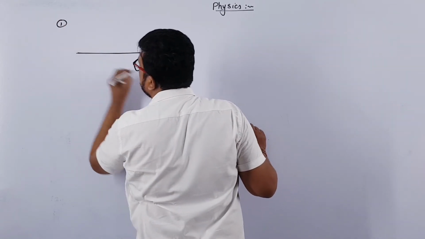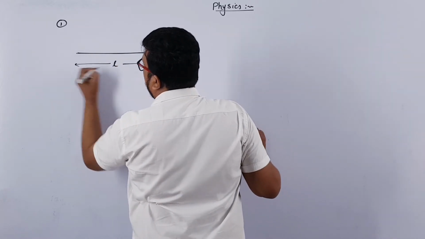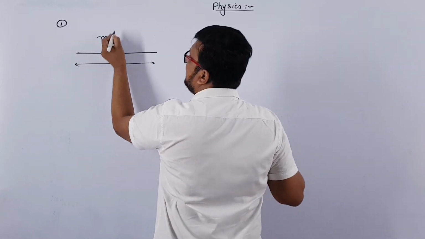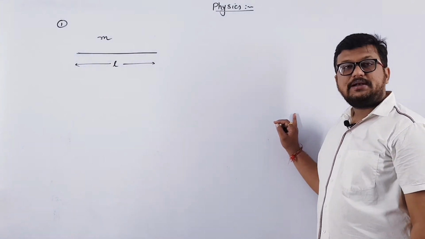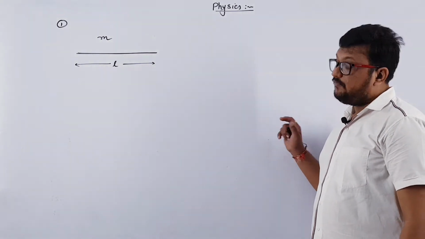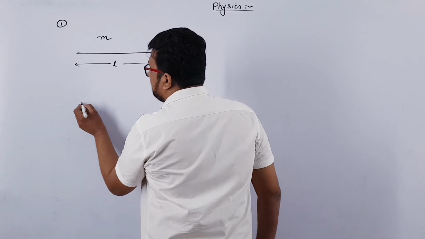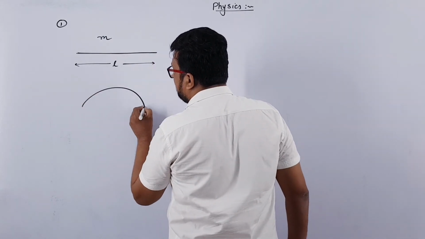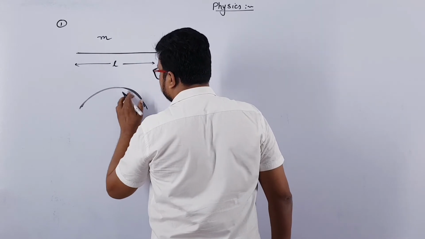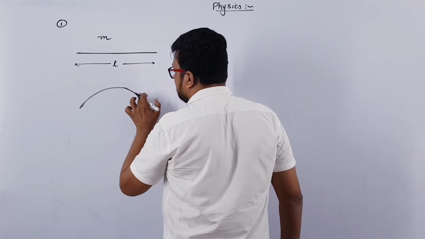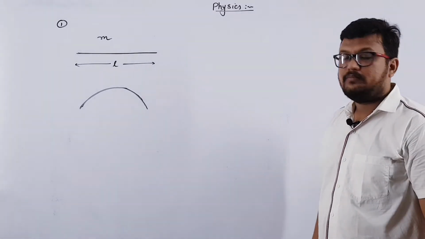Suppose we have a steel rod of length L, and its magnetic dipole moment is M. Now if this rod is bent in the form of a semicircle, then what will be the new magnetic dipole moment?